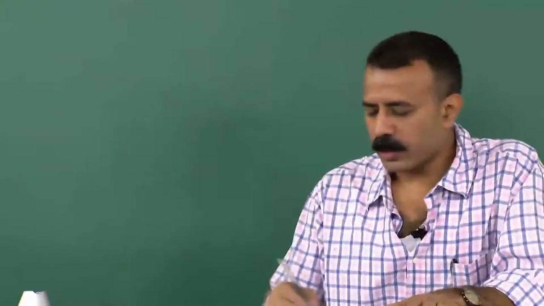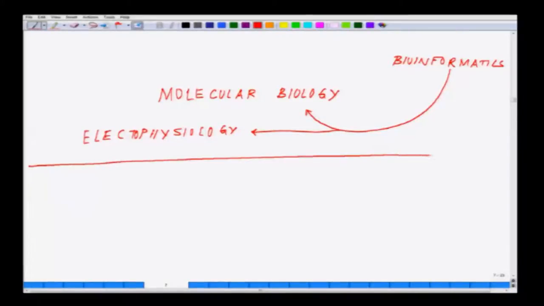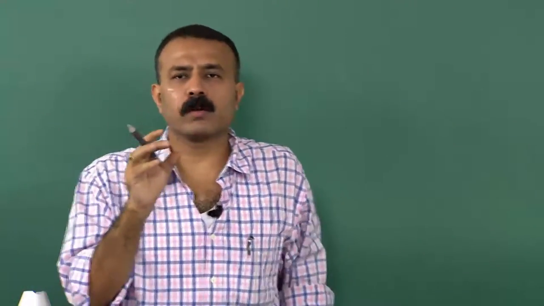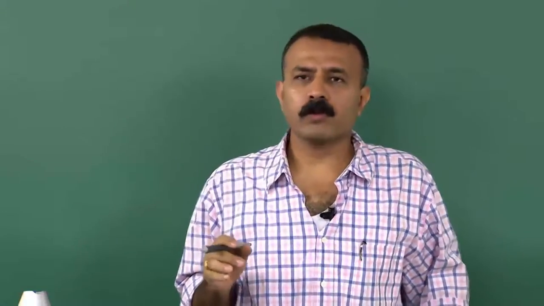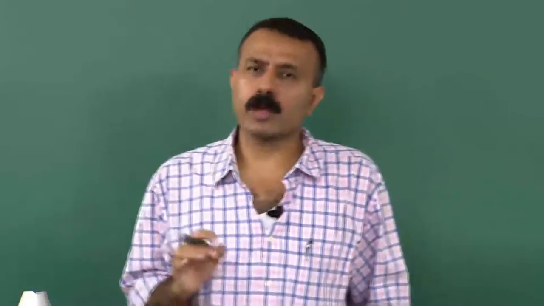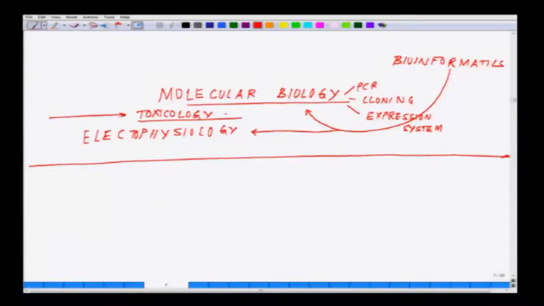If you see the timeline, the way it is moving, electrophysiology was there a long time back, then came the molecular biology, specifically with PCR, cloning, expression systems. And in the meantime, toxicology was going on hand in hand, because as I was telling in one of the previous classes, you need certain specific compounds which can block these channels. So, you have to have those kinds of toxins like tetrodotoxin, 4-AP, tetraethylammonium, likewise. Toxicology, which is a fairly old science, was moving with electrophysiology, then you have the molecular biology, then you have the bioinformatics coming into play.